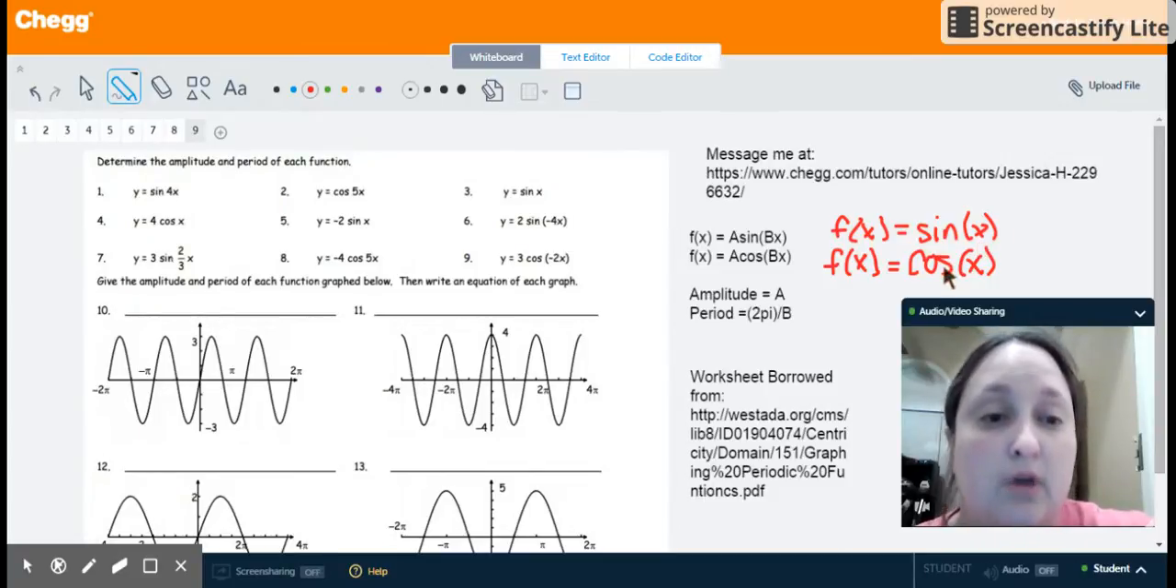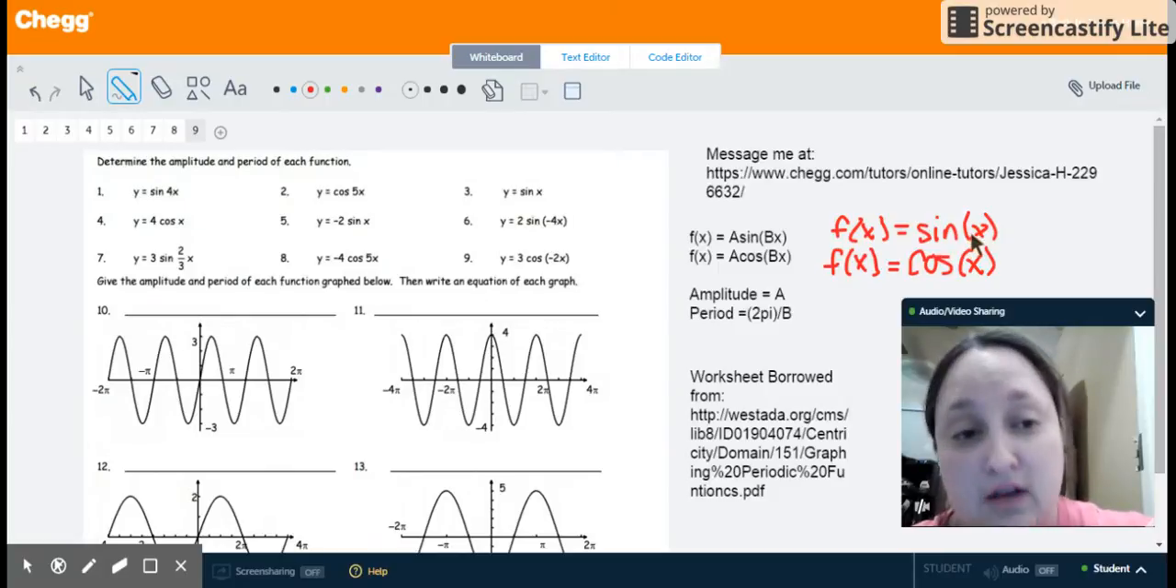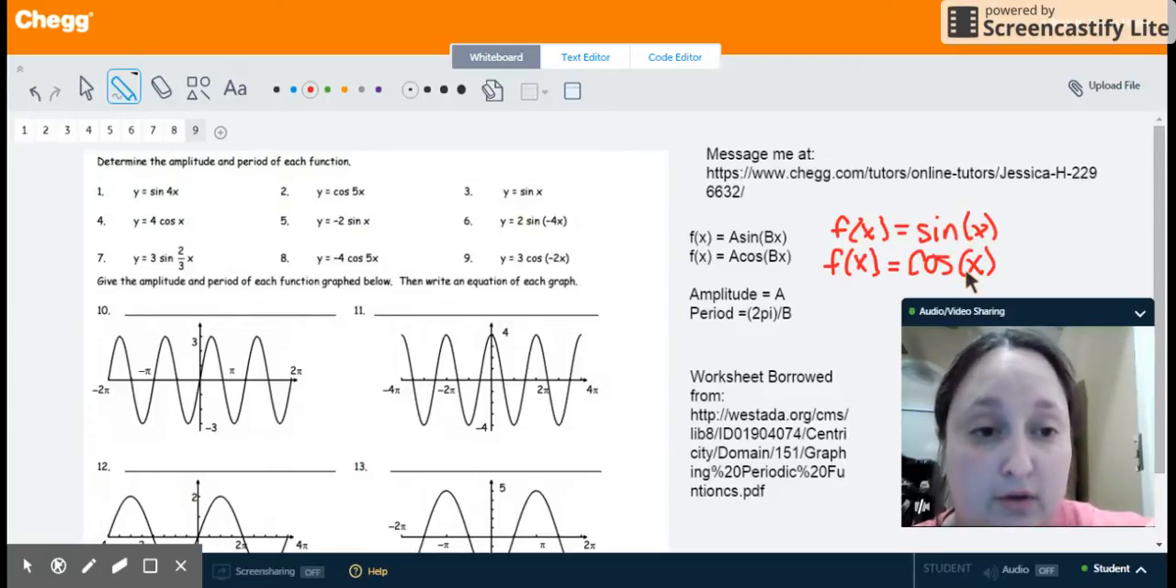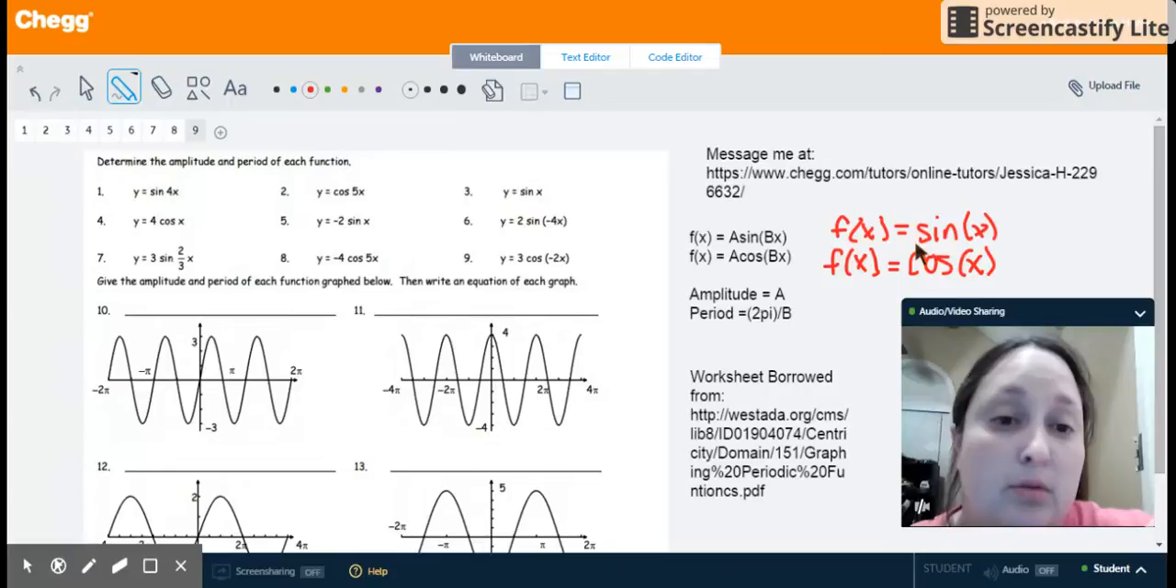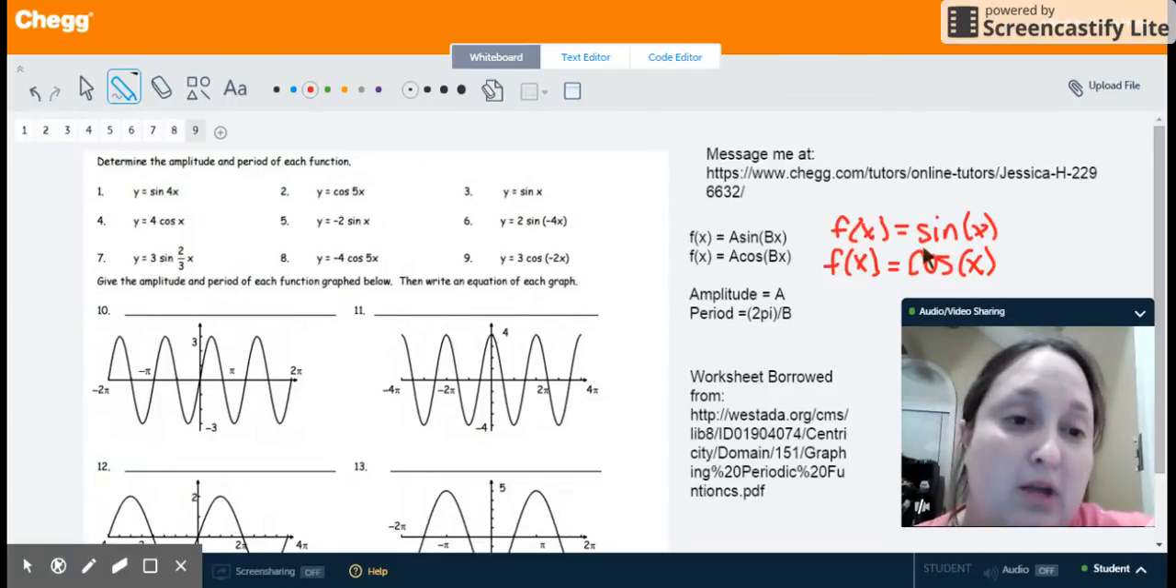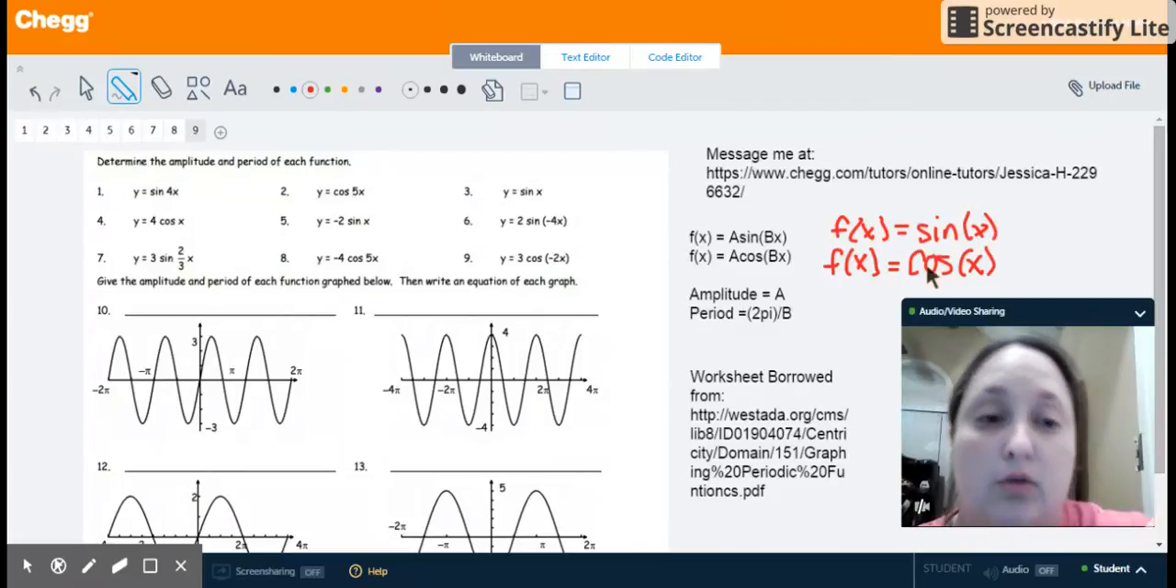So would cosine, as there's no coefficient in front of the cosine. On the sine function, also notice there is no b, so the coefficient of x would be 1. Also the same with cosine. Therefore, you would have 2 pi divided by 1, which would be 2 pi. So the period for both sine and cosine, the parent graphs, is 2 pi, which means that each sine and cosine go through one cycle of their graph within 2 pi.